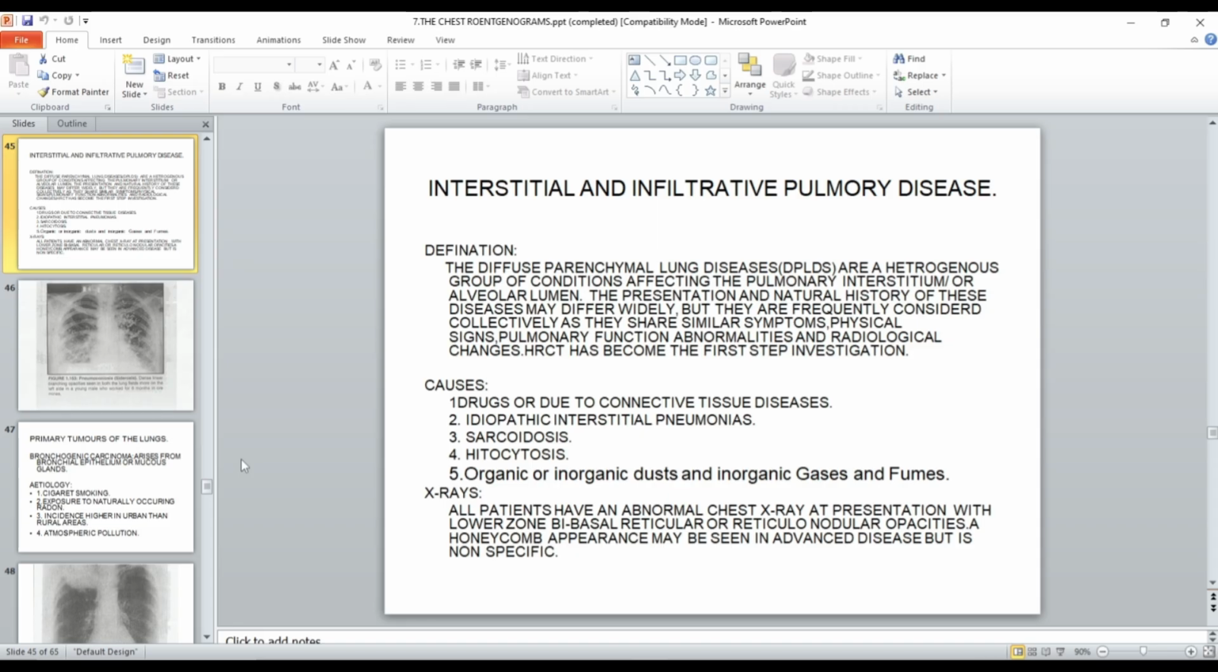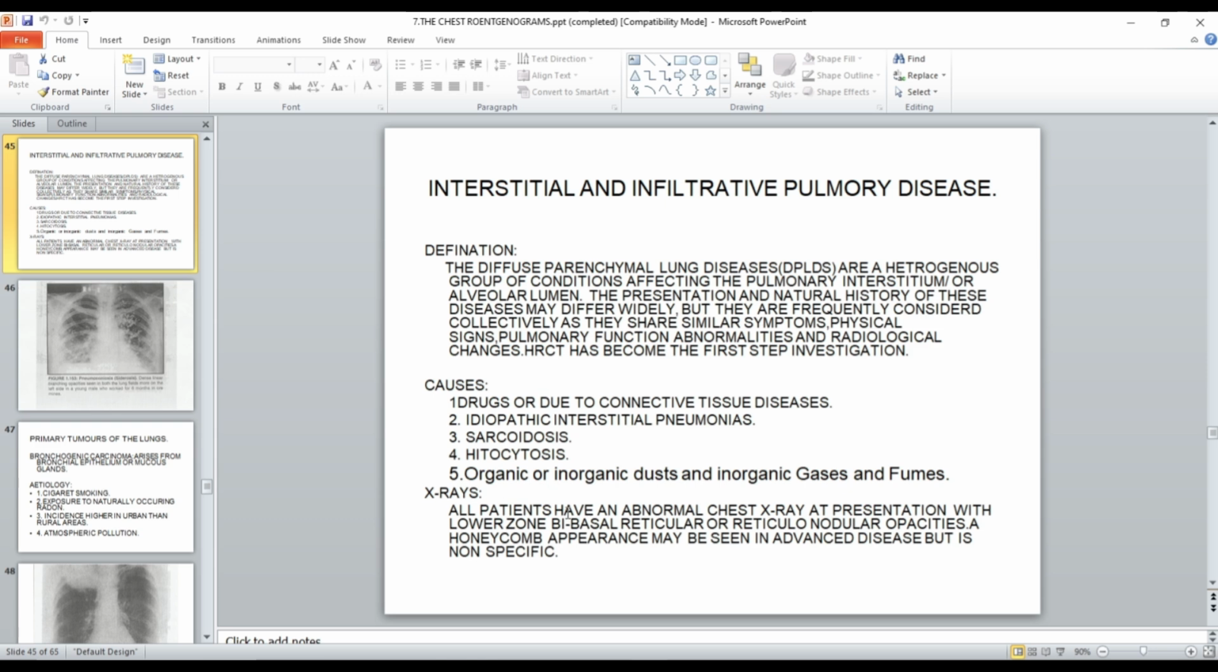High-resolution computerized tomography has become the first step of investigation. The causes include drugs, connective tissue disease, idiopathic interstitial pneumonias, sarcoidosis, histiocytosis, organic or inorganic dust, and inorganic gases and fumes.